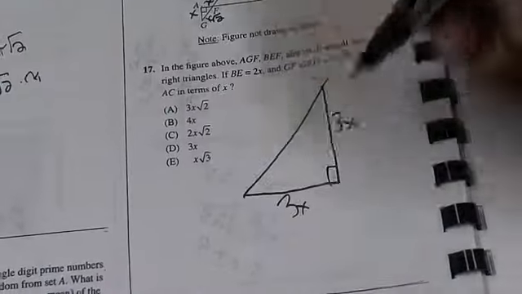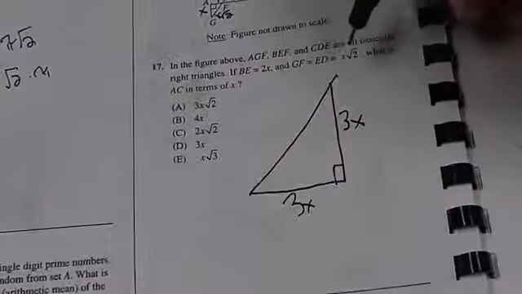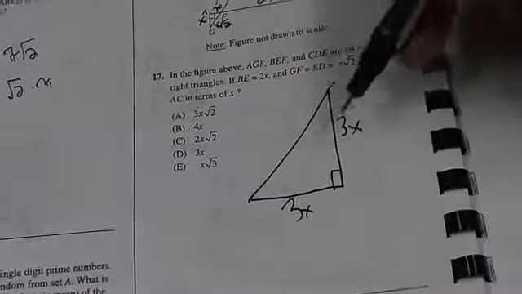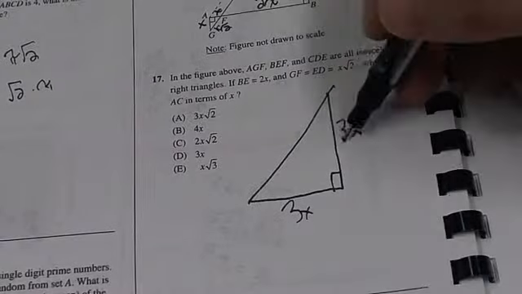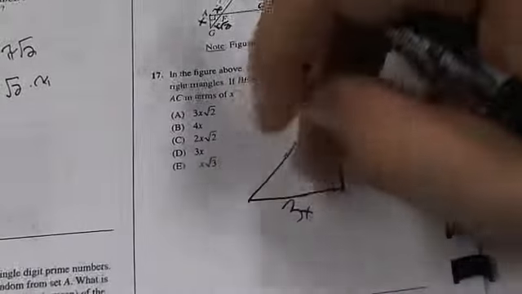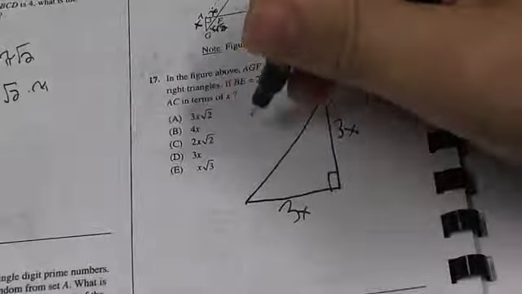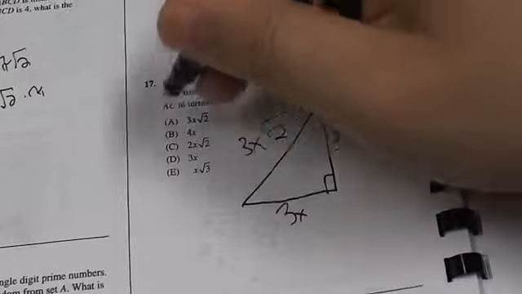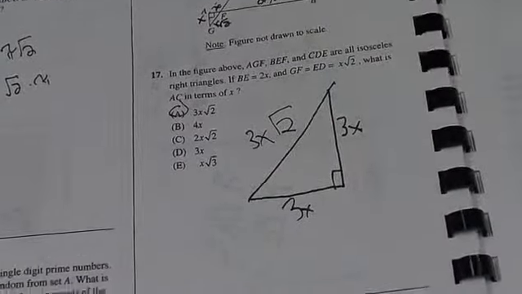Okay? So now what is AC? Well, again, two sides are the same, so the hypotenuse is the side times square root of 2, so it's 3x square root of 2. So the answer is A.